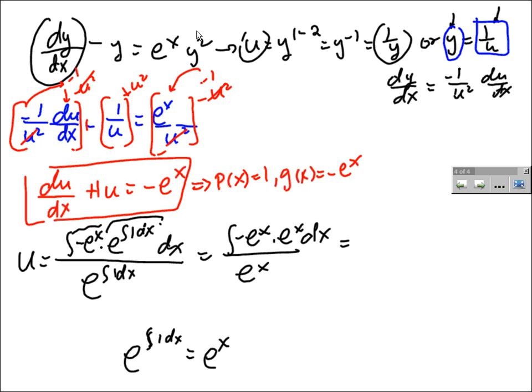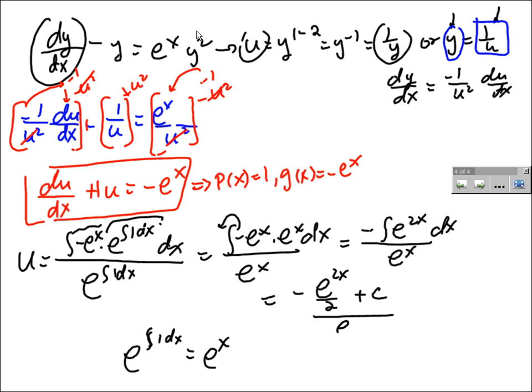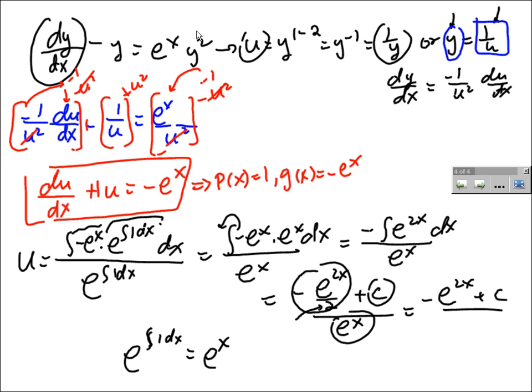dx. So for the top, at least, we get negative, which I'll pull out in front, the integral of e to the 2x dx over e to the x. Negative, the integral of e to the 2x is e to the 2x over 2 plus a c, all over e to the x. We'll multiply each of these terms by 2 to kill off that 2 in the bottom. We get e to the 2x plus 2c, which is just c, over 2e to the x. And this is what u equals.